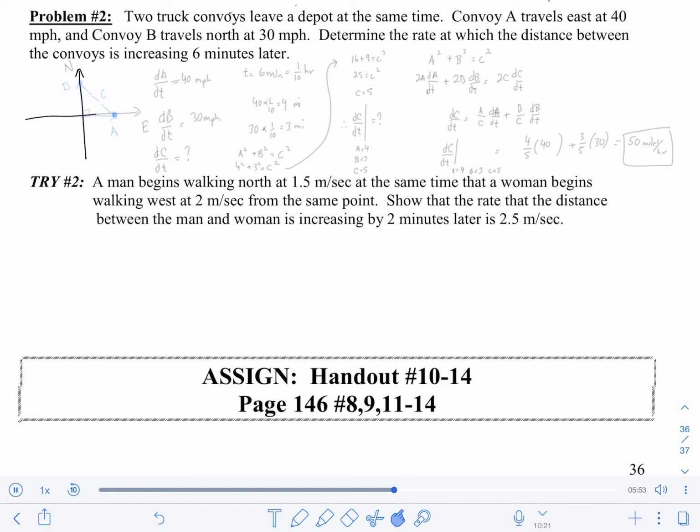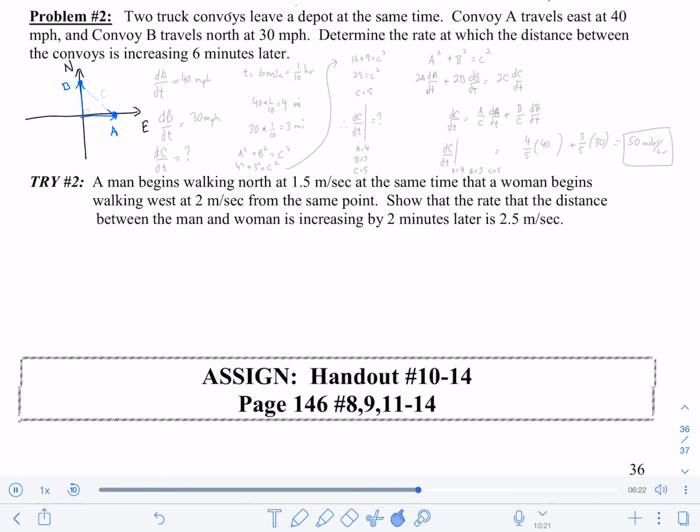So I'm going to draw what could look like a bit of a compass rose. And we have convoy A heading to the east. So it's going to be heading this way, kind of like that. And I'm just going to put a dot along there and call that A. And then we're going to move convoy B heading north. I'll put a dot right there and call it B.